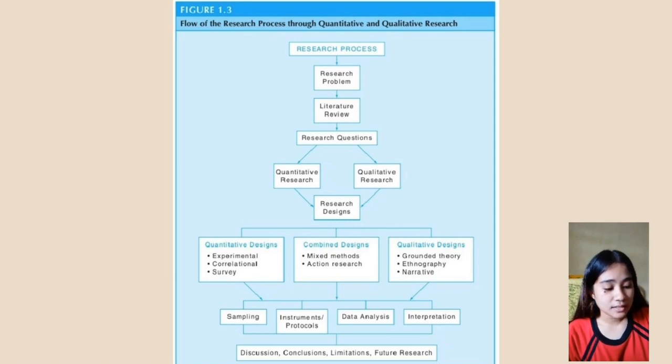So in quantitative, experimental, correlational, and survey. In combined designs, mixed methods and action research. In qualitative designs, grounded theory, ethnography, and narrative. And the procedures involved in them, such as sampling, data collection, instruments or protocols, the procedures, the data analysis, and the final interpretation of results.